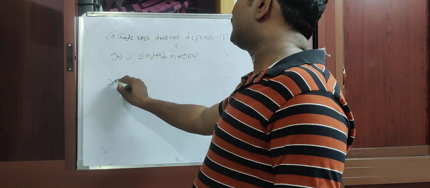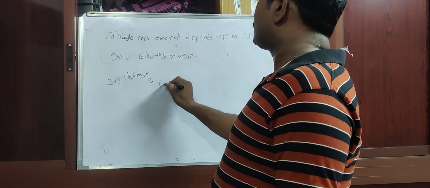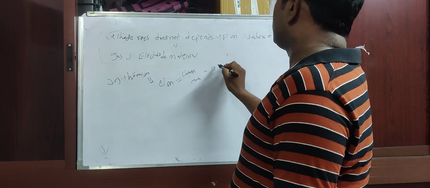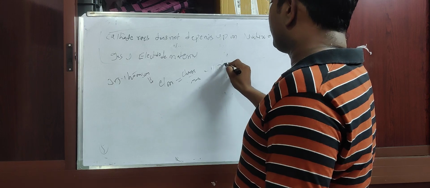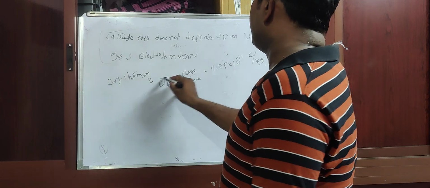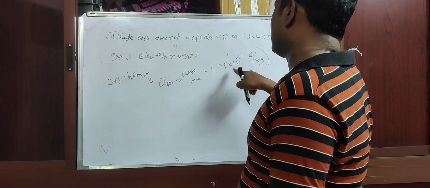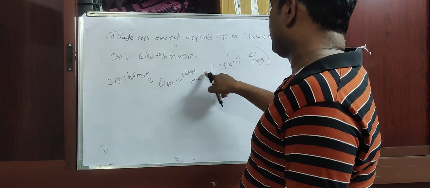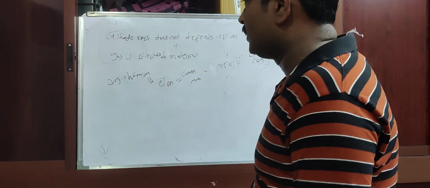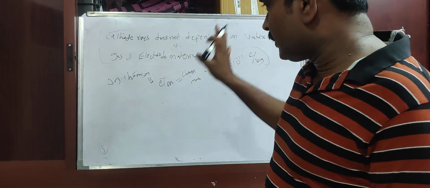How did he find out? J.J. Thomson did an e by m, charge per mass experiment. He found 1.75 into 10 power minus 11 coulomb per kg. By using different gas, different electrode material, he got the same constant, 1.75 into 10 power minus 11 coulomb per kg. These are some of the important features of the cathode ray experiment.